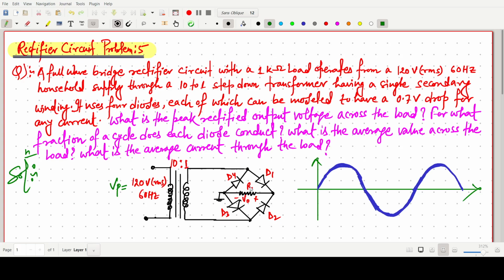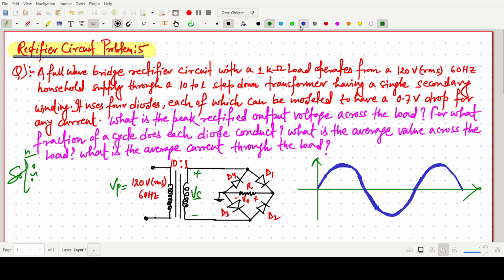We have to find the peak rectified output voltage across the load. For what fraction of a cycle does each diode conduct? We have to find the fraction of a cycle for each diode. What is the average voltage across the load, and the average current through the load? So first of all, this VP is the primary voltage given for this step down transformer, and we first have to find the secondary voltage, Vs.